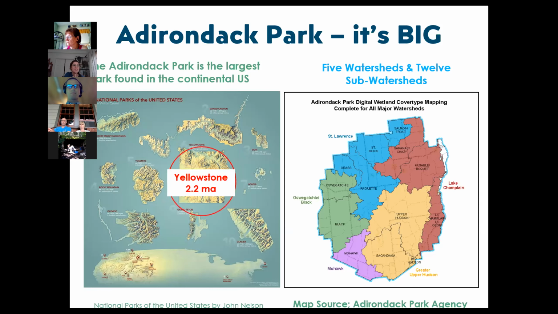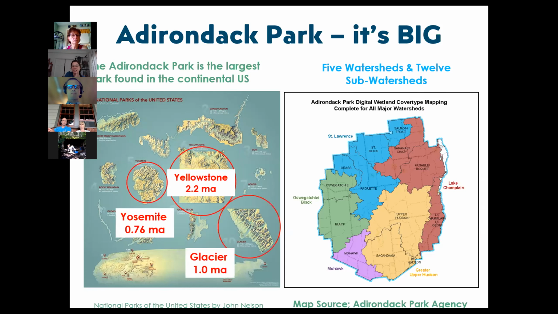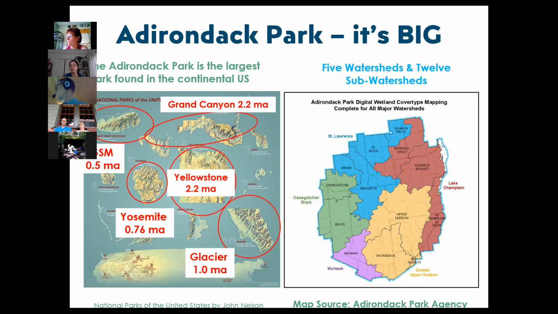And just for some reference, it can fit Yellowstone, it can fit Yosemite, it can fit Glacier National Park, it can fit the Grand Canyon and the Great Smoky Mountains all inside of it. It's a big area. And so we need people across the region to help be the eyes and ears of aquatic invasive species in order to limit their spread or introduction. We have 5 major watersheds within the Adirondack Park. And within those, there are 12 sub-watersheds. So rivers, lakes, and where water is moving, that's a lot in one area.